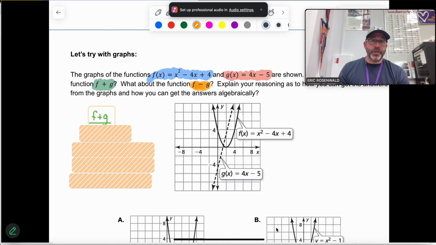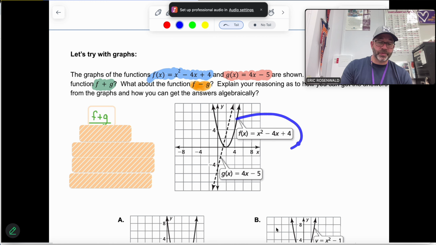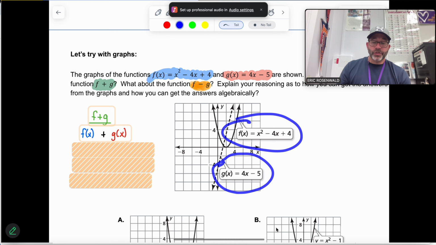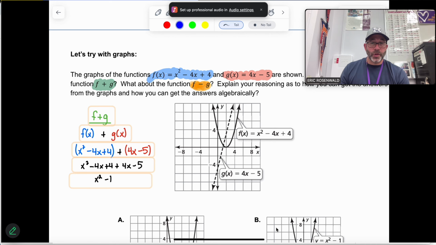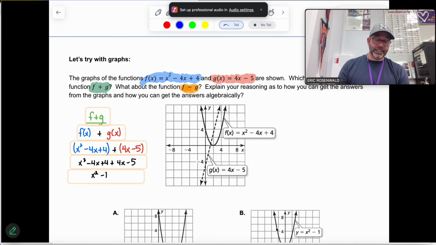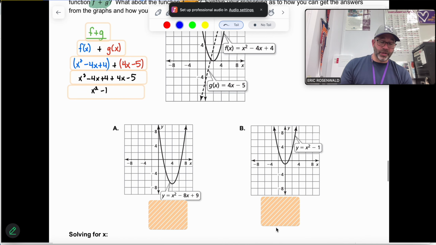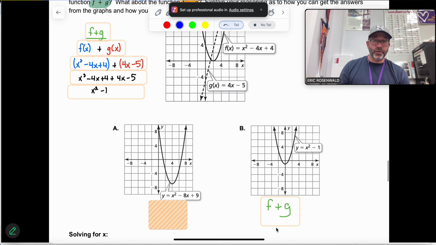If we do f plus g, we're going to take our two functions that we see here, which this is my f of x and this is my g of x, and we're going to add them together. So f of x plus g of x, we'll replace f of x and g of x with what they actually equal. We'll combine like terms, and we end up with x squared minus 1. So that tells us conclusively that part B down below, that is our f plus g, which means the other one is our f minus g. Okay?